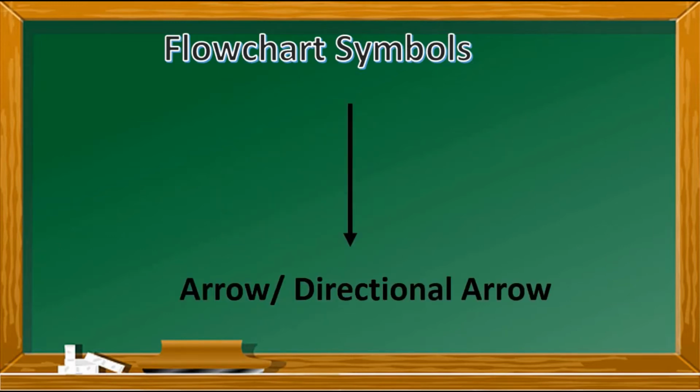Second flowchart symbol is that of an arrow, or normally referred to as a directional arrow, which is used to connect each of the other symbols as we move throughout the flowchart. So we're flowing in a sequential manner per se. So from step 1 to step 2, what we're doing first, moving to second, etc. Our flowchart directs us to each of these stages in the problem solving aspect.